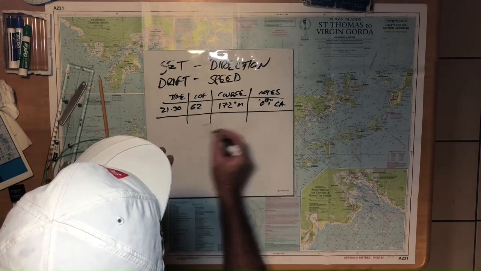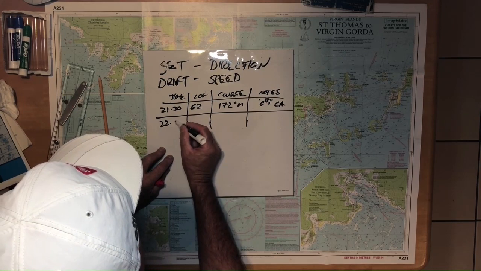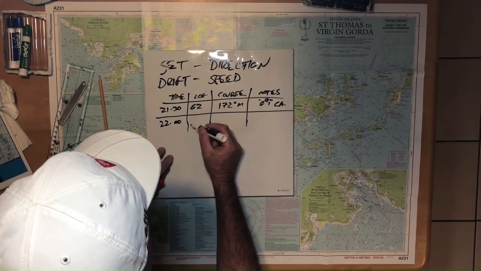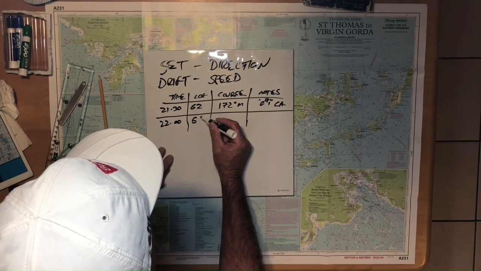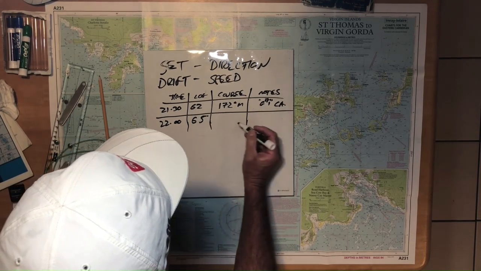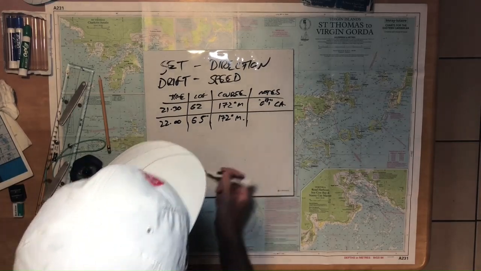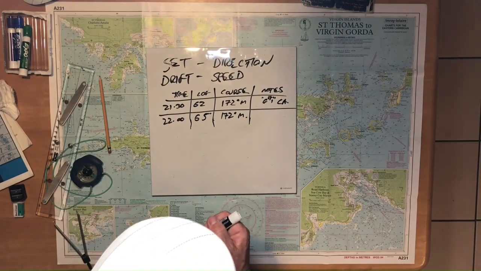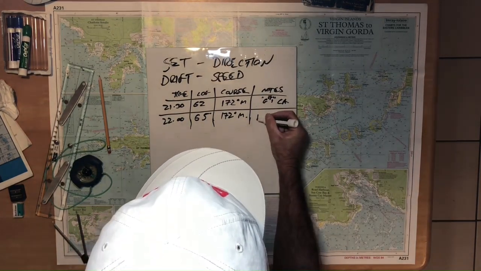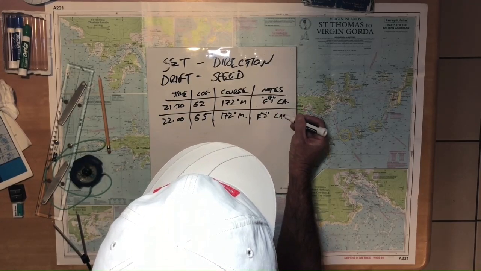Alright, then at 2200 hours, my log reads 65. My course hasn't changed, but something odd has happened. And let's say that red number 2 is close aboard.